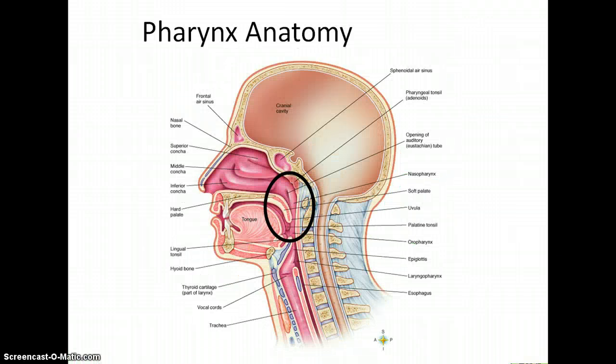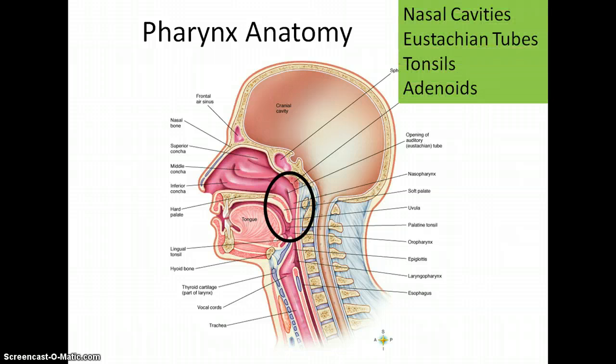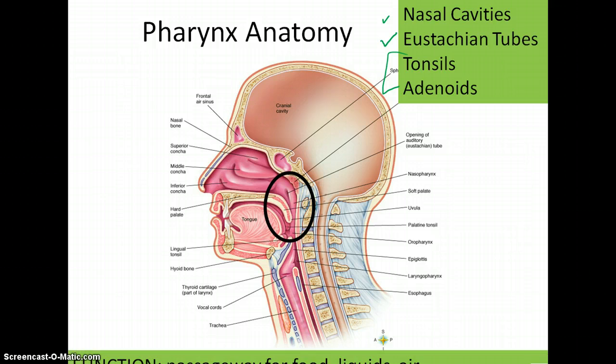Moving a little bit lower to the throat, also known as the pharynx. The pharynx is just right below our nasal cavity, and the eustachian tubes actually drain into it. If you remember, eustachian tubes are the tubes that help to equilibrate pressure on the other side of the tympanic membrane, and they drain into the pharynx. Then we have 2 types of lymphatic tissues in the pharynx, the tonsils and the adenoids, which help as an immune defense system by producing some white blood cells. Overall function for the pharynx is that not only does air pass through there, but foods and liquids do as well.